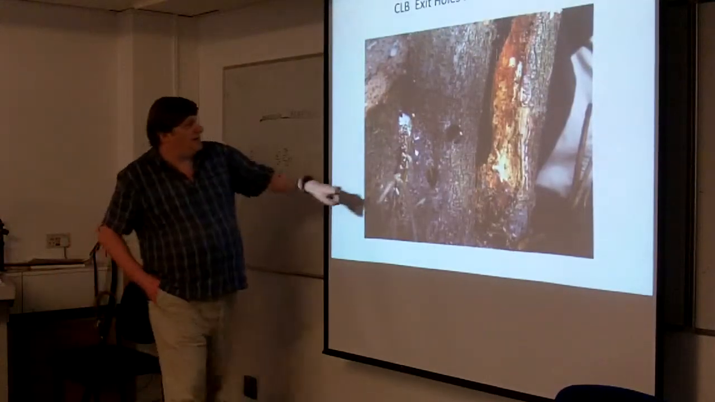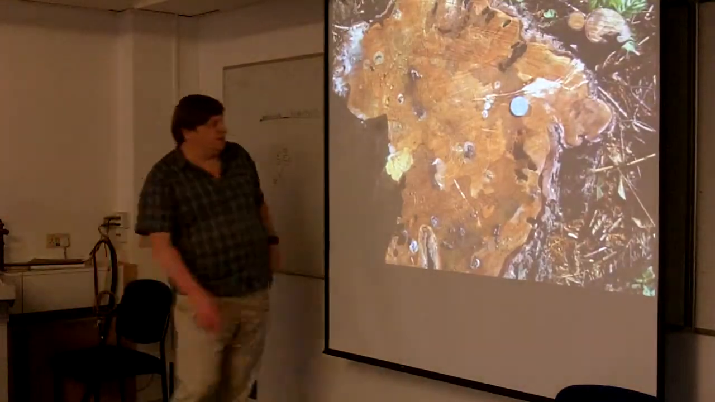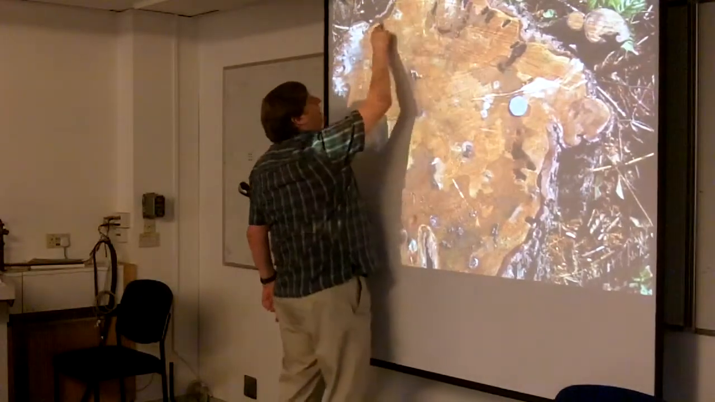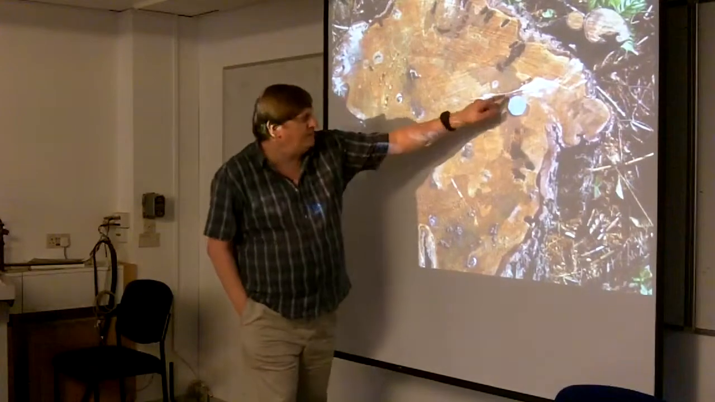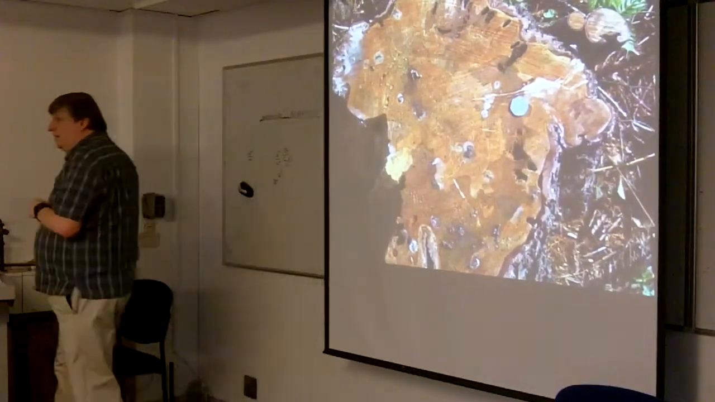And they're the exit holes that the beetle chews to come out. And this is the sort of damage in a tree. You can see here all the holes where the larvae have been. And that's a UK 50p piece, so you can see the whole damage. And those trees have to be destroyed.